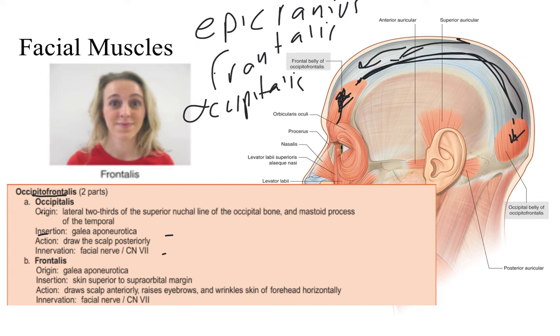The occipitalis, on the other hand, is going to pull on the aponeurosis, and what it's going to do is draw the scalp posteriorly, but as it's doing that, it's also going to raise the eyebrows. So even though that's not specifically stated here, it will raise the eyebrows as well.